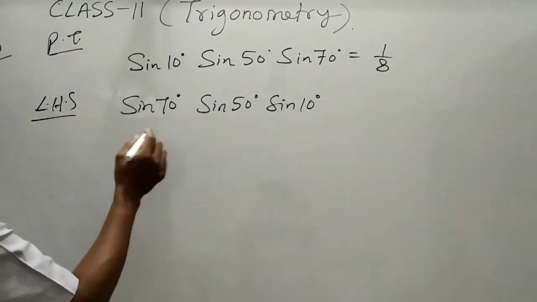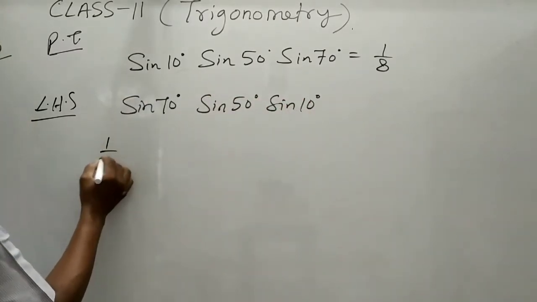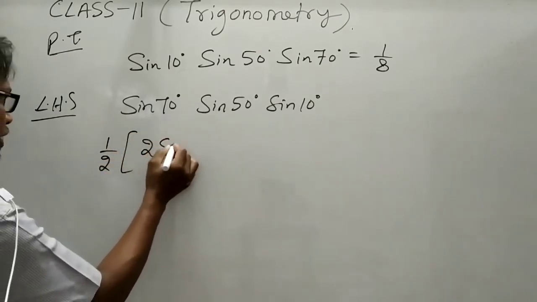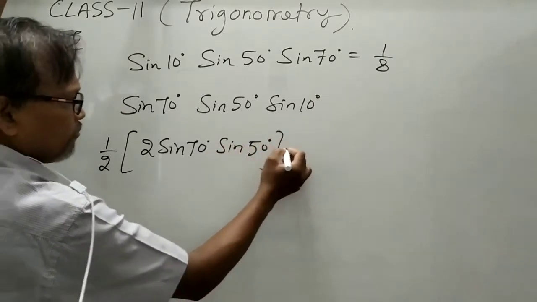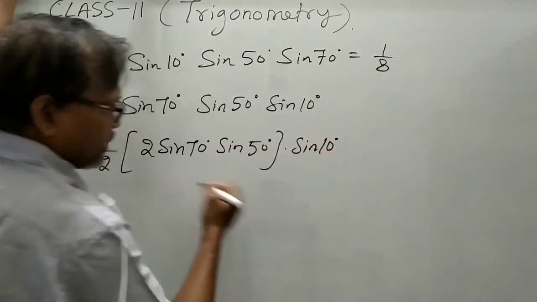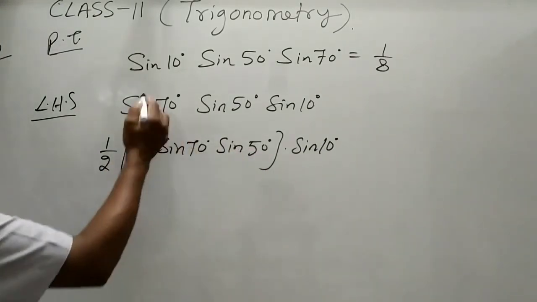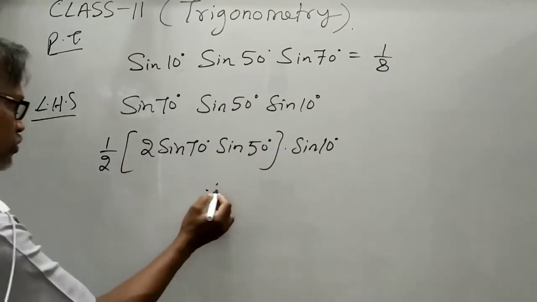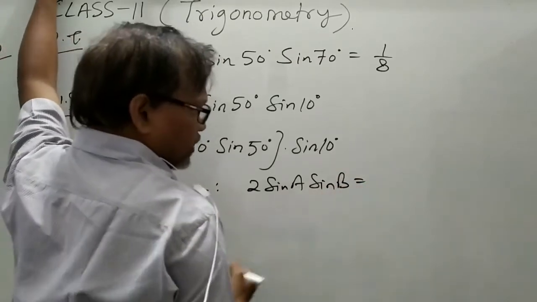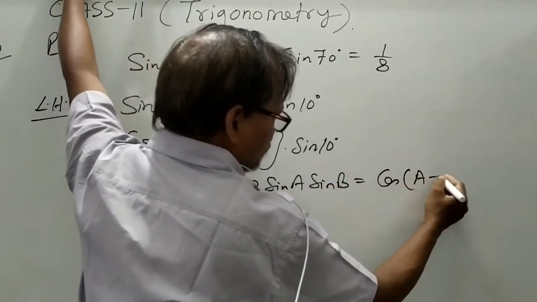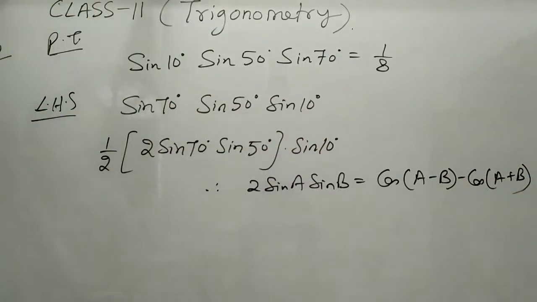Now multiply and divide this by 2. इस तरह से कर सकते हैं. So 1 by 2, and then 2 sine 70 sine 50, write the two values in one bracket, and sine 10 write outside the bracket. This 2 is cancelled, meaning the question is not changed, only the form is, and you can use the formula 2 sine A sine B. What is the formula? Cos A minus B minus cos A plus B, I told you. In this you will put the values.